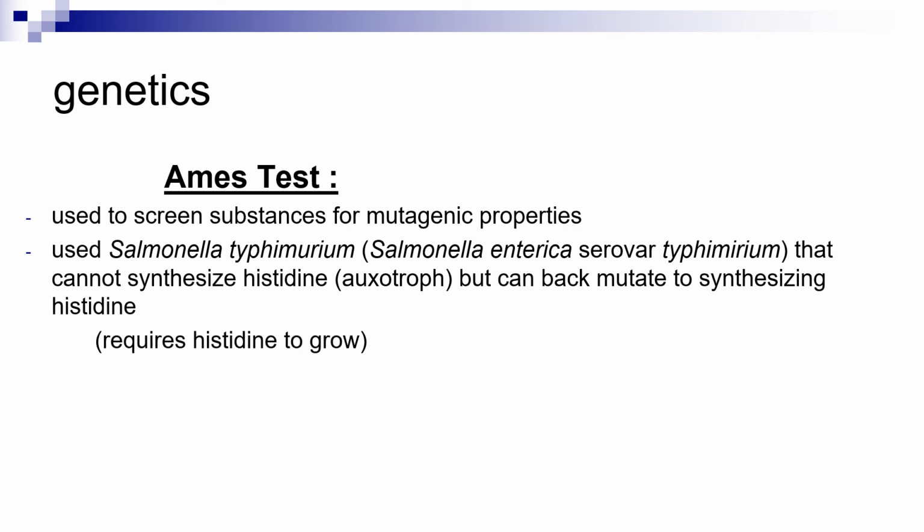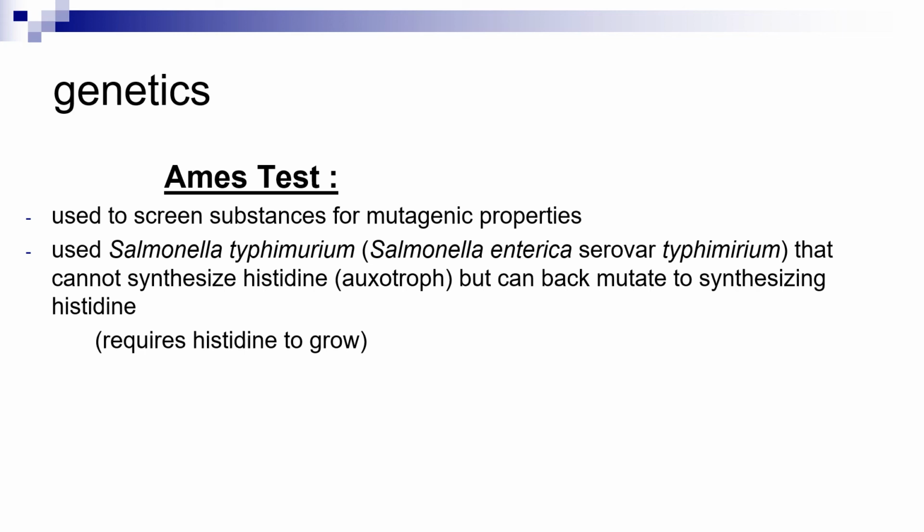There's another test that we use, and this has always been used to screen substances for mutagenic properties, so whether a substance can induce mutations. And I want to make very clear, this is only looking at an organism. If you look at Salmonella typhimurium, that's what it was called when this test was established. It's now Salmonella enterica serovar typhimurium.